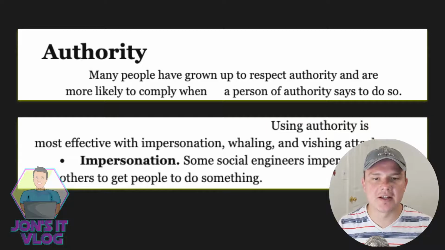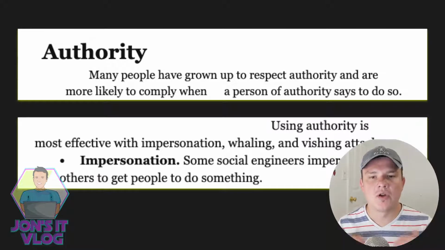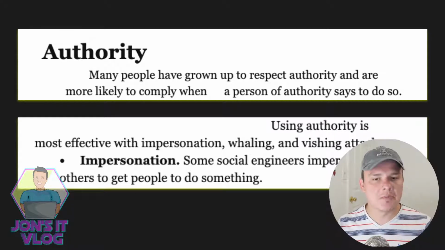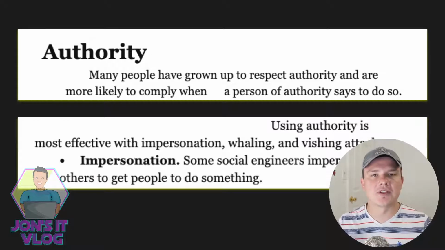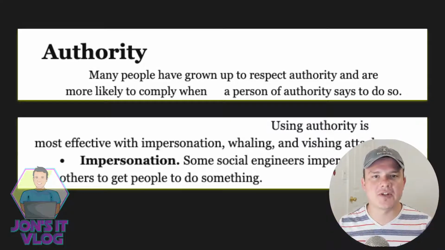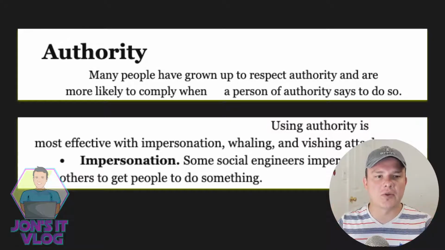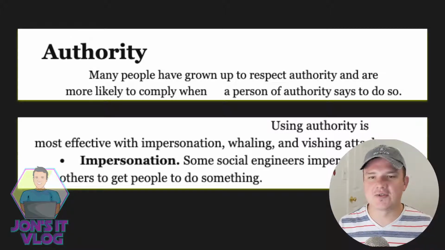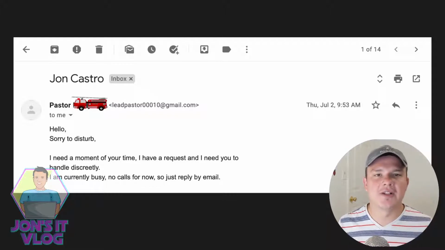Another paragraph from Darril Gibson's book, Get Certified, Get Ahead, the certification study guide, says that using authority is most effective with impersonation, whaling, and phishing attacks. And they use impersonation, right? Some social engineers impersonate others to get people to do something. So in reviewing exactly what happened to me, it was an attempt at a spear phishing attack using the principle of authority through impersonation. That's how you would define that specific situation. So let's go to the email.